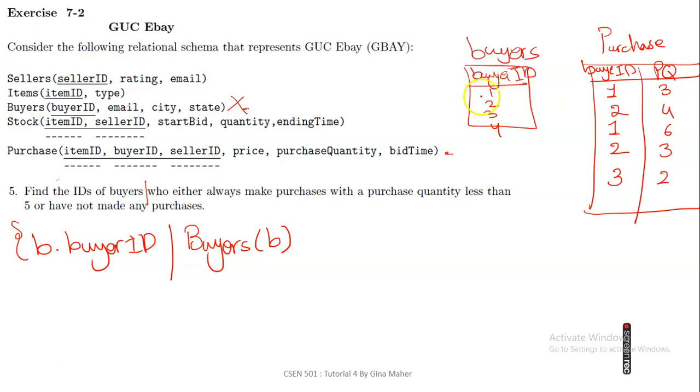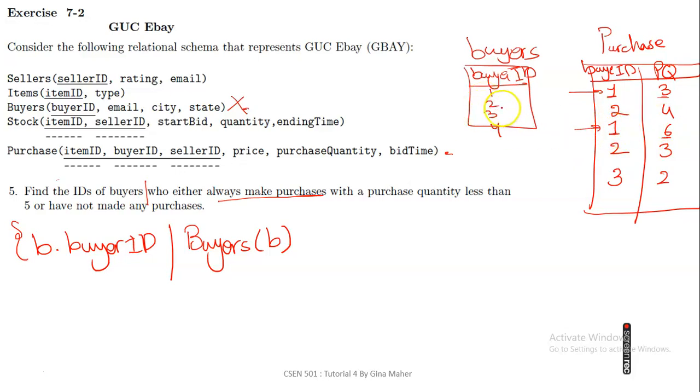Let's check buyer 1. What are the purchase quantities that buyer 1 has made? Buyer 1 made a purchase with quantity 3 and another purchase with 6. Is this considered a purchase quantity less than 5? No. We want the IDs of the buyers who always make purchases with a quantity less than 5, which means that if we find a row of this buyer with a purchase quantity greater than 5, this buyer will not be included in our output. So 1 is not part of our output.